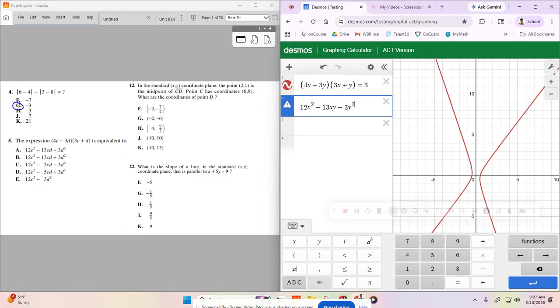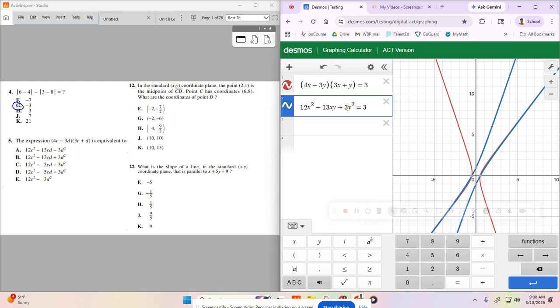Again, I have to put that equal sign there. I said the other one was equal to 3, so I got to make this one equal to 3. That is not the same graph, so that is not the right answer. If I look at option choice B, it just changes the minus to a plus. Still not the same one. Let's go to option choice C.